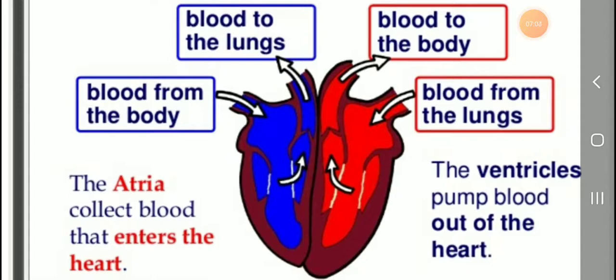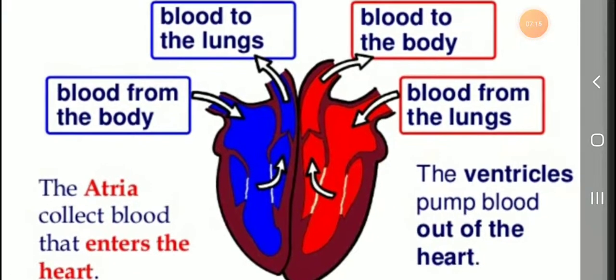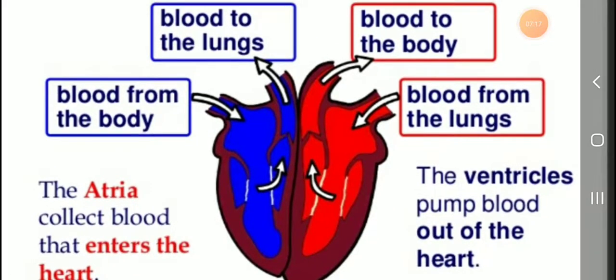What is the main function of ventricles? What is the main function of atria and ventricles? What is the main function of atria? Collect blood that enters the heart. Then what is the main function of ventricles? The ventricles pump blood out of the heart. Okay, that is the main function of atria and ventricles.